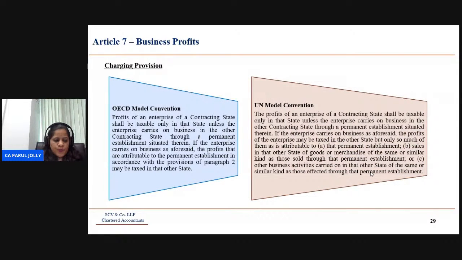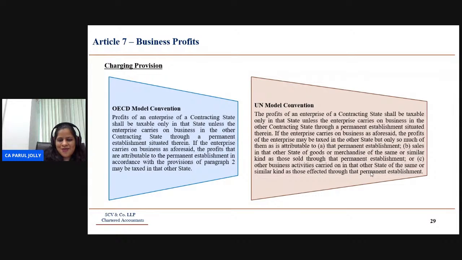So what if a particular enterprise or a particular entity is considered to be a PE of a company which is a resident of another jurisdiction? Then the OECD model says that the profits that are attributable to that permanent establishment get taxed in the jurisdiction where there is a permanent establishment.